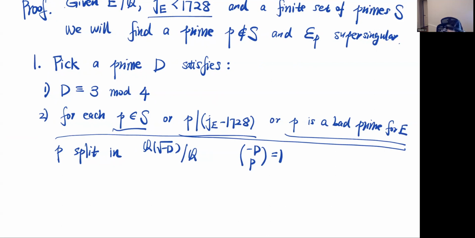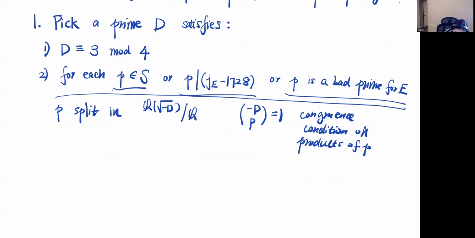so this is a congruence condition on the products of this finite set of P. And then three, the second condition. So the first two conditions are all congruence conditions. The third condition is that I will take my D to be sufficiently large. Later on, I'll explain to you how sufficiently large.